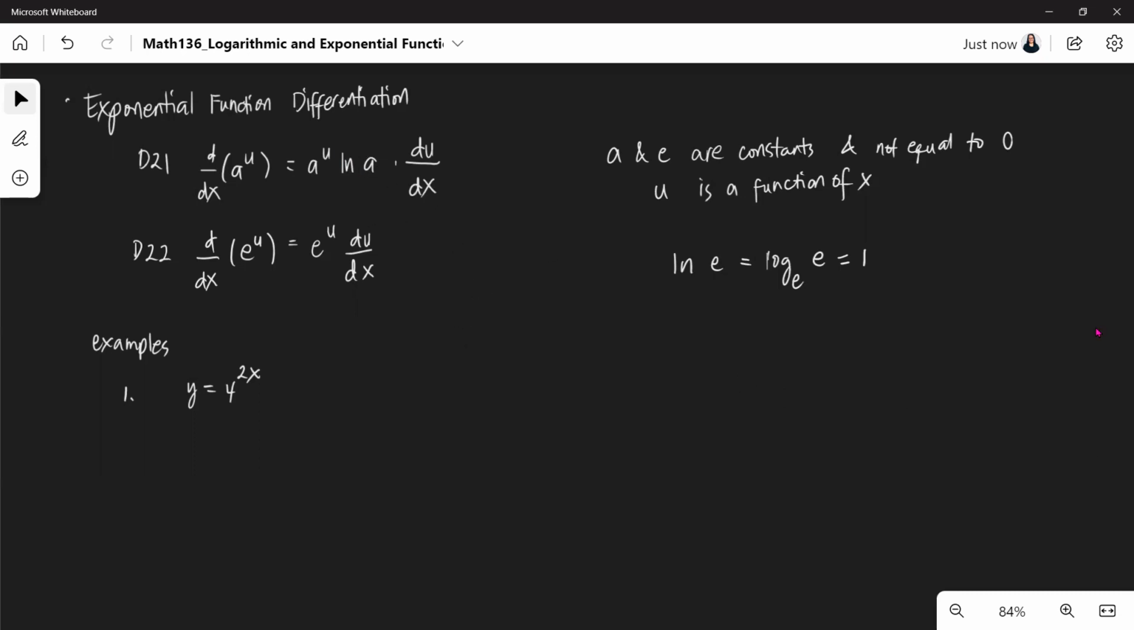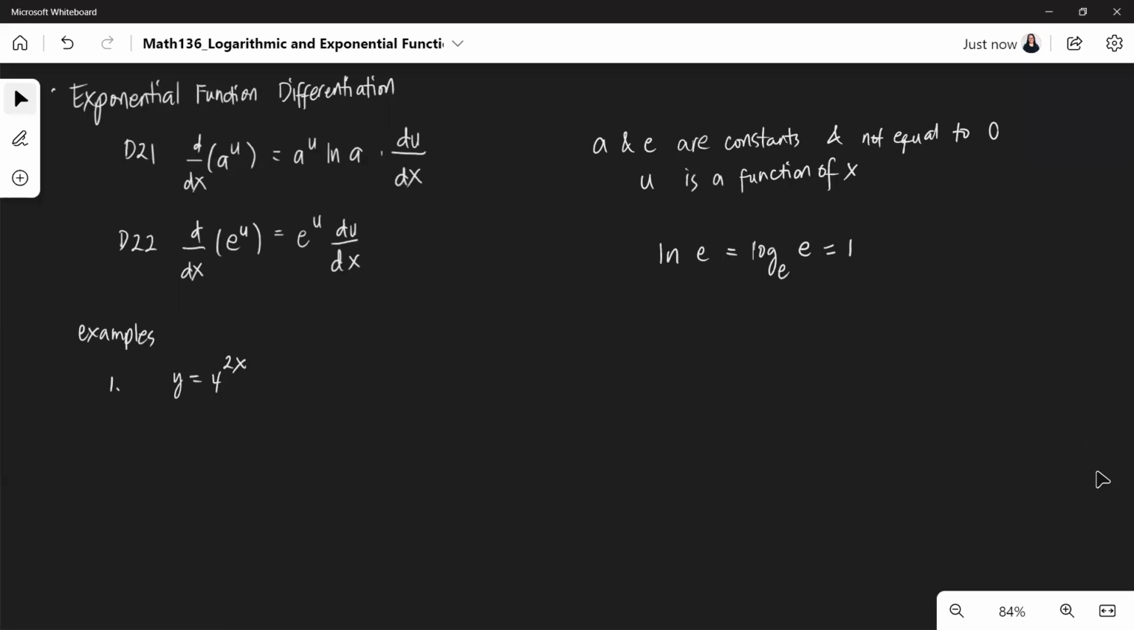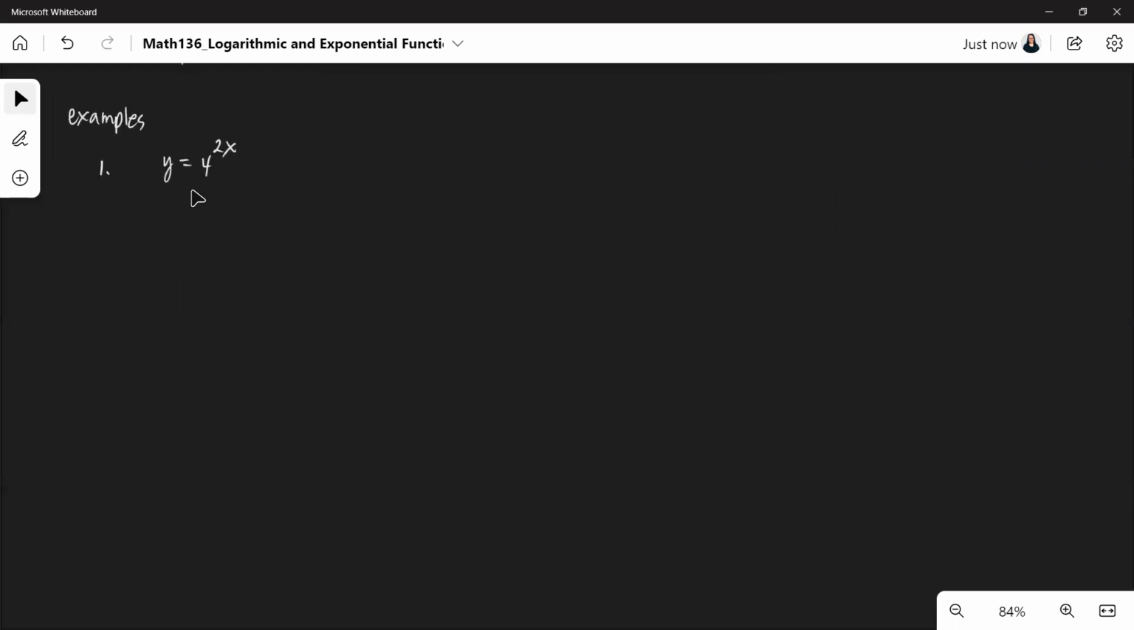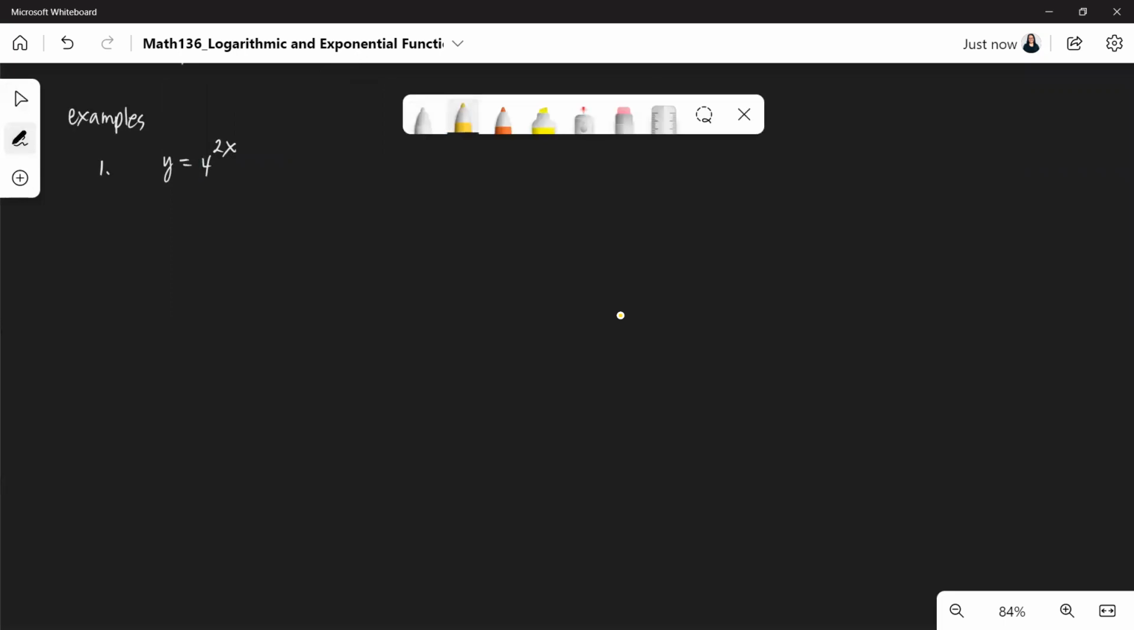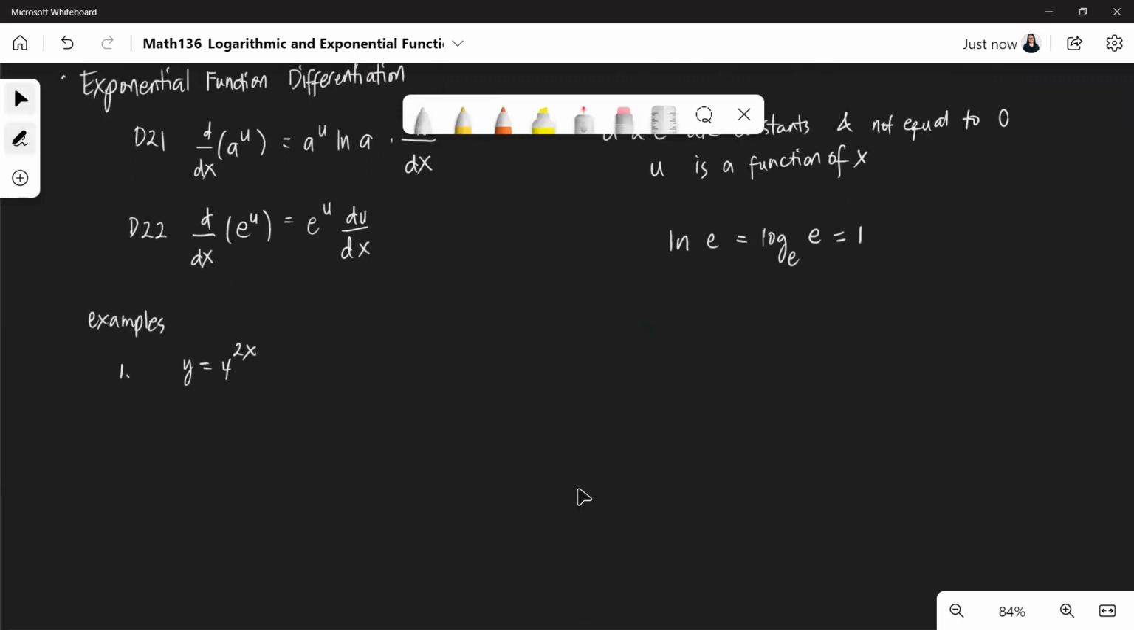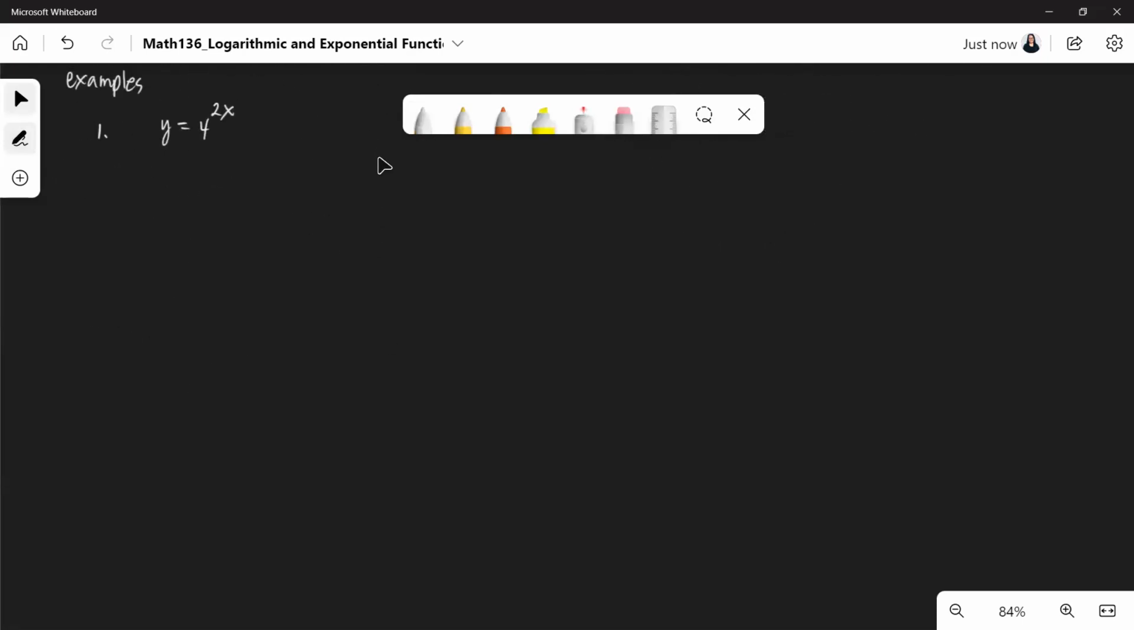All right. So for example, y is equal to 4 raised to the power of 2x. So this is an exponential function, because the base is a constant and the power is a function of x. So if we follow that format above, so u is equal to 2x, and then a is equal to 4. Okay, so a is 4 and u is 2x.